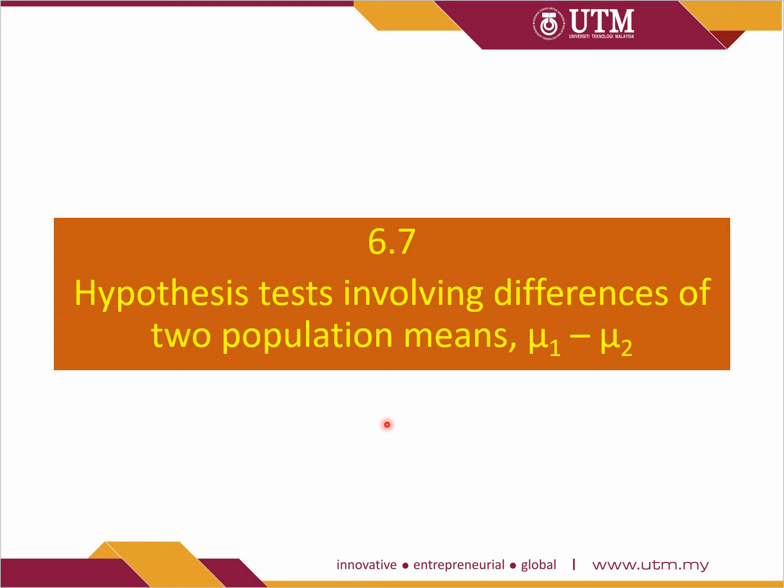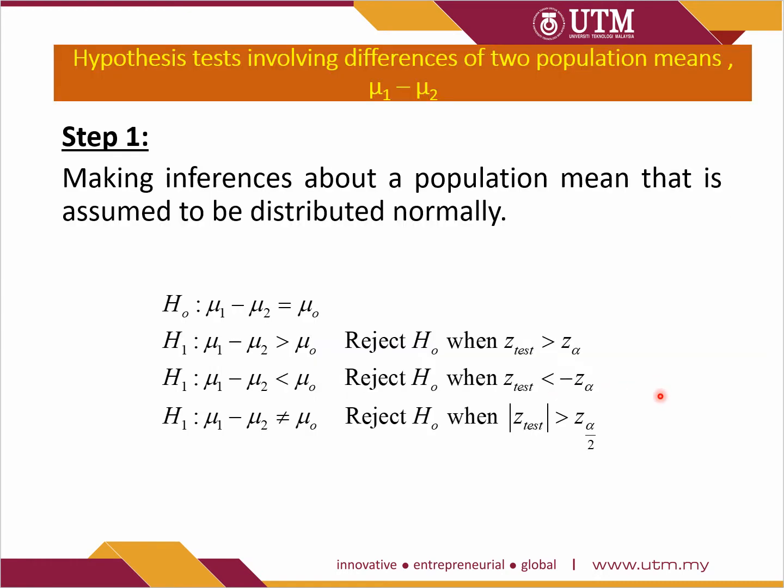So now we move to the hypothesis test involving differences of two population means. Given the first population mean is mu1 minus mu2. So the first step for the hypothesis test is to make inferences about a population mean that is assumed to be distributed normally. Since our case involves differences of two population means, the null hypothesis becomes: the difference of two population means, mu1 minus mu2, equals the value of the mean, which is given as mu naught.